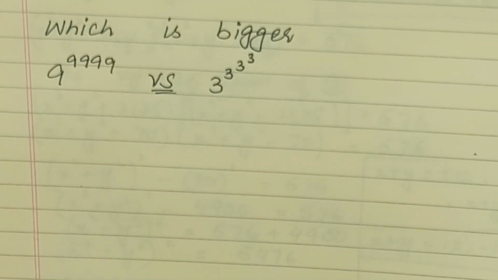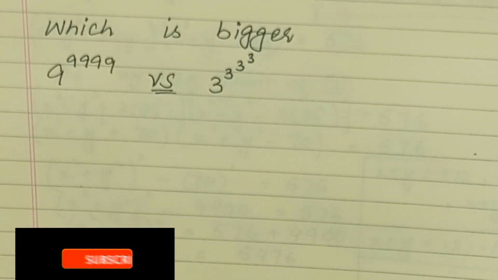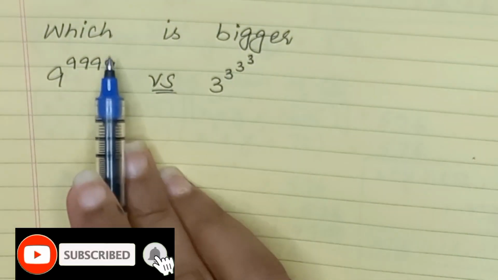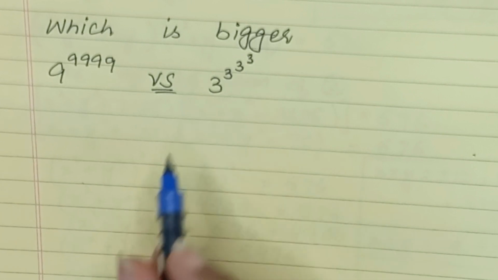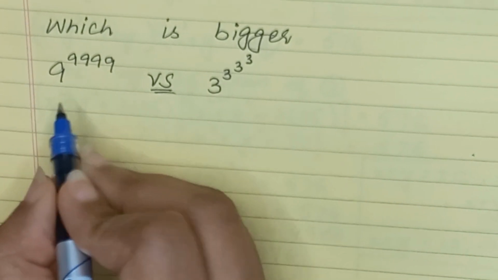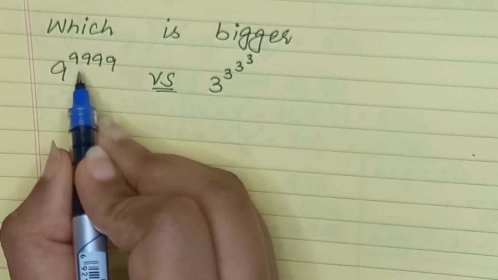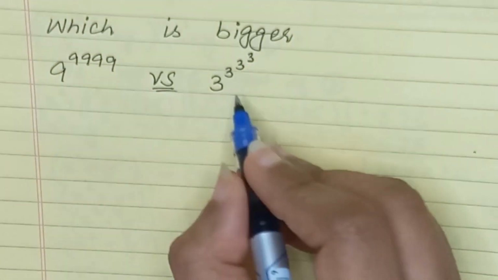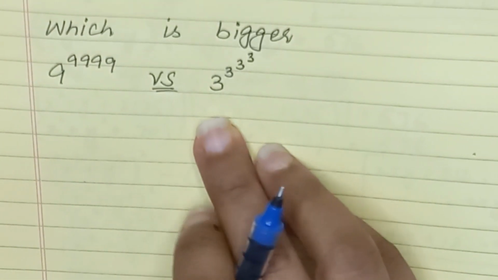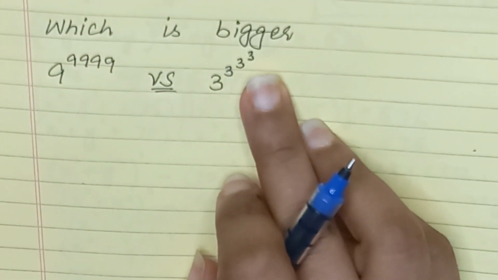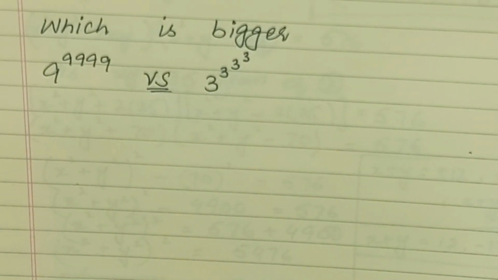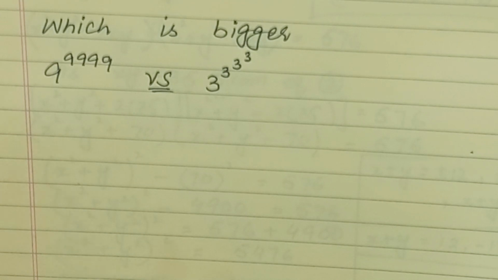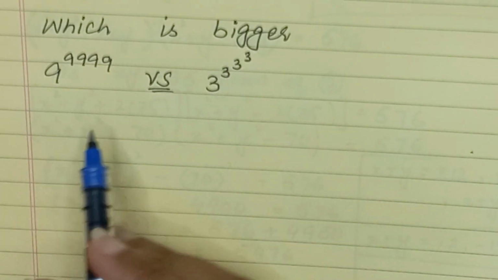Hello friends, today I have a question: which is bigger from these two numbers? The first number is 9 raised to the power 9999, and the second one is 3 raised to the power 3 raised to the power 3, and its again power is 3. So let's start and check which is the bigger number.